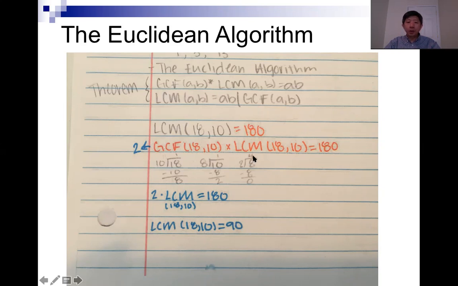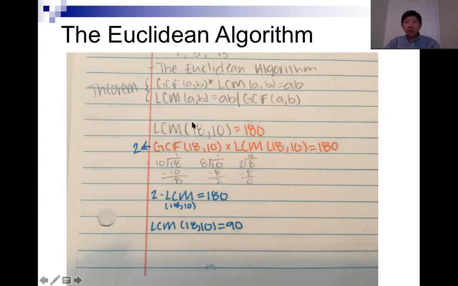So we had 8 divided by 2, and fill in the number 4. Oh, we got a 0. The remainder is 0. What does this tell you? This tells you 2 is the GCF. So therefore, the GCF is 2.